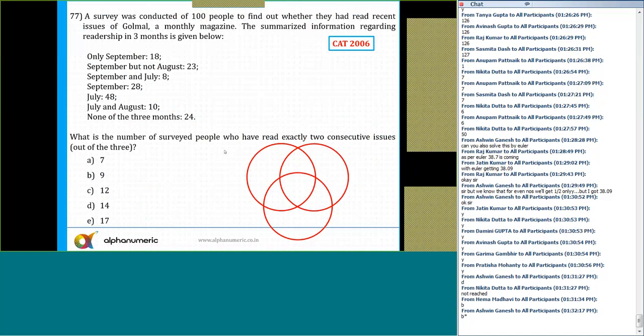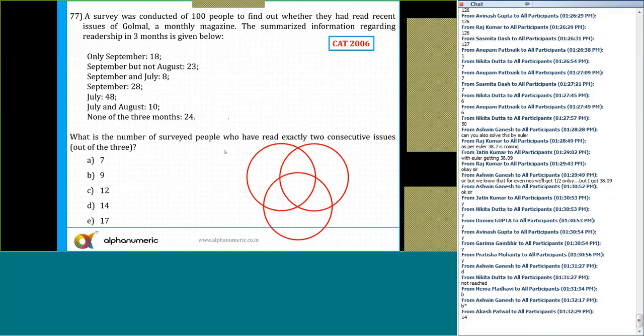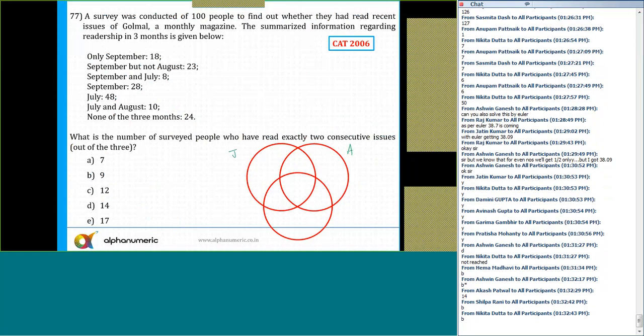It says a survey was conducted on 100 people to find out whether they had read recent issues of Golmaal, a monthly magazine. The summarized information regarding readership in 3 months is given below. Only September is 18. So I say July, August, and September. Let's say this is the month of July, then August, and then September.